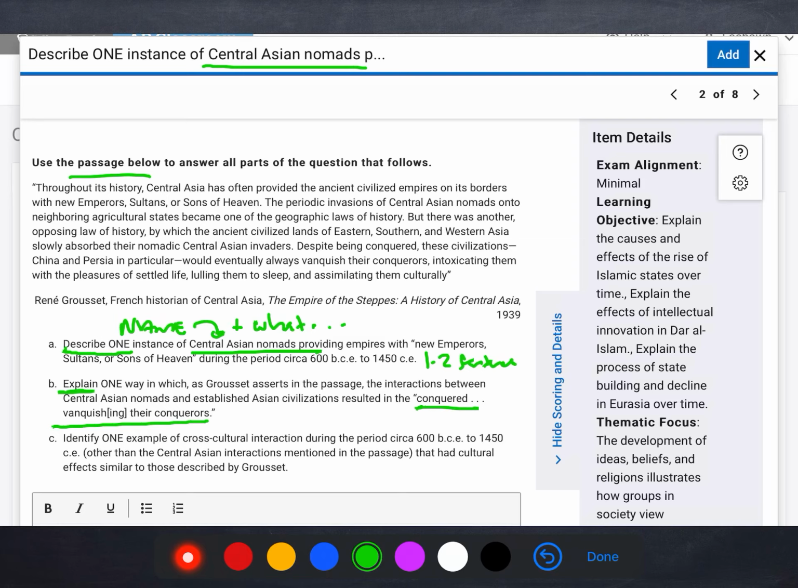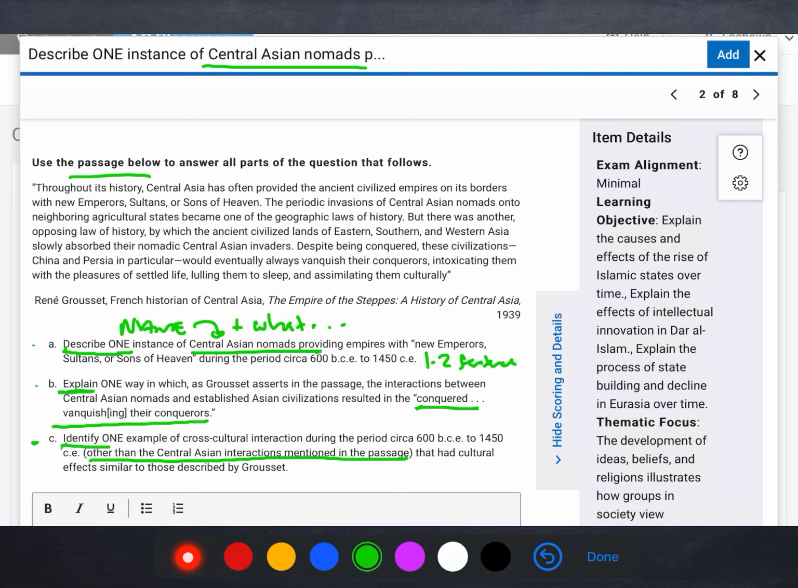Then it says, I told you that they build upon each other. This is super simple. This is getting a little bit more complex. This is going to be the most complex. Identify one example of cross-cultural interaction during the period 600 BCE to 1400 CE. Oh, this seems like a one-sentence question to me. But wait, I'm not done reading the question. So I have to identify one example. But if I keep reading, other than the Asian interactions mentioned in the passage, other than the Central Asian one, this means that it has to be outside of Central Asian nomads.